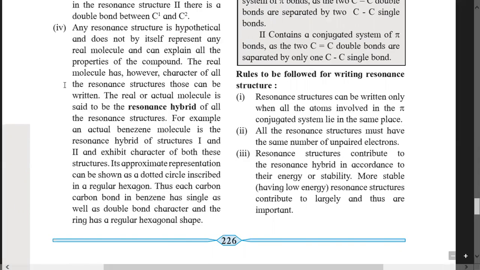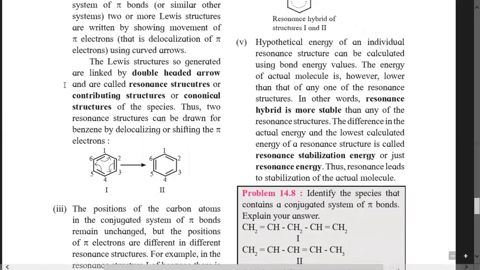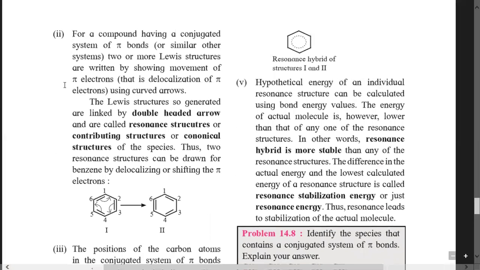How can the resonance hybrid structure of the benzene molecule be written? Here it is a regular hexagon. Instead of double bonds at alternate positions, here the dotted line in circular form is shown in the structure of benzene, and this structure is called a resonance hybrid structure.